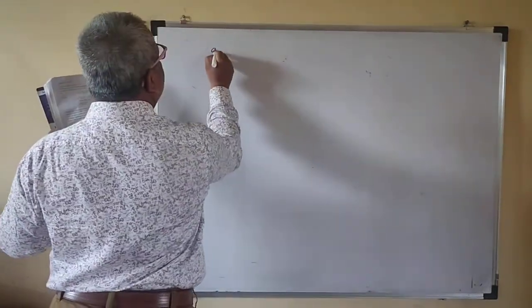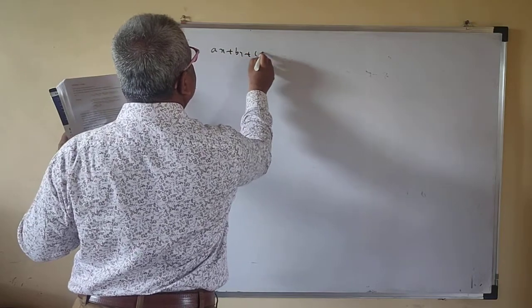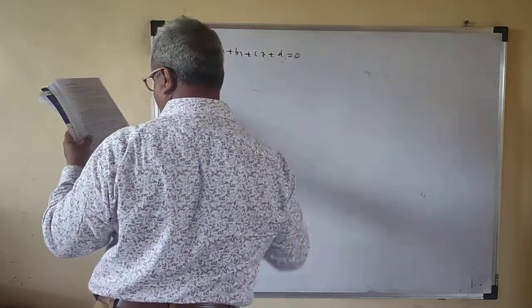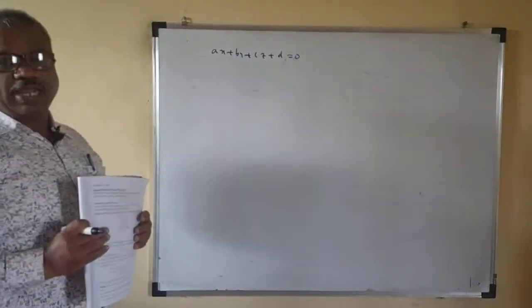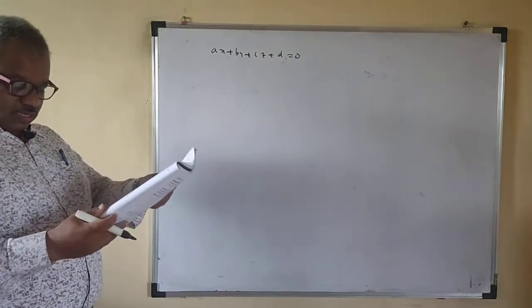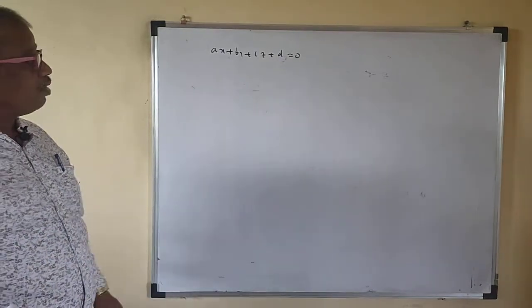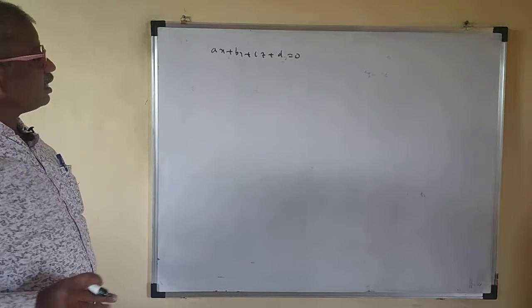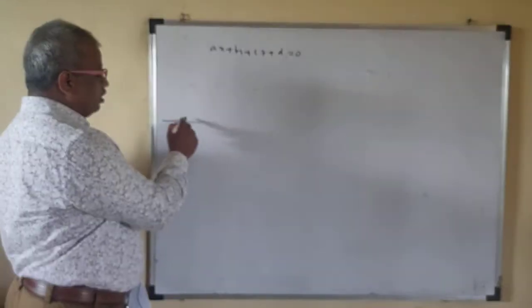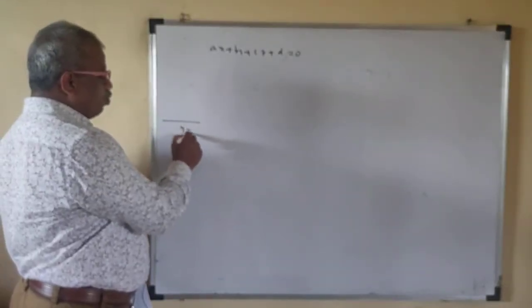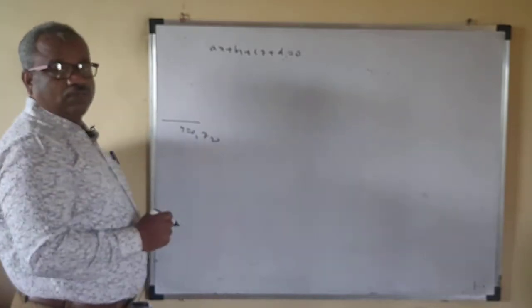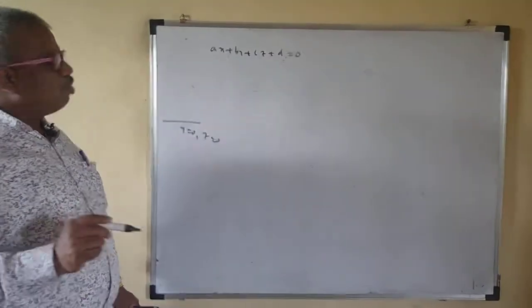Now suppose we have the equation of the plane ax + by + cz + d = 0. You want to find the x-intercept, y-intercept and z-intercept. That means you want to find the point where it cuts the x-axis. On the x-axis, y is 0 and z is 0. So to find the x-intercept, put y = 0 and z = 0.